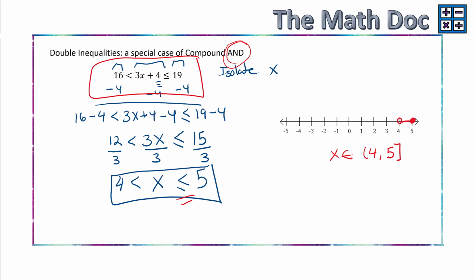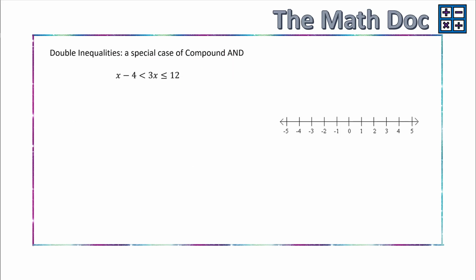And this example will be a little bit more complicated. It'll show us that we have to break up the inequality, the double inequality, in order to solve it. Okay, so what do we have here? We have this double inequality, x minus 4 is less than 3x is less or equal to 12.